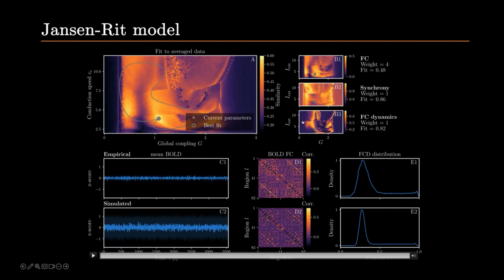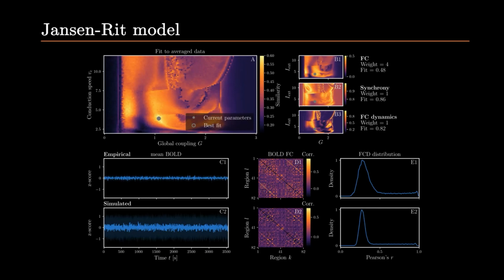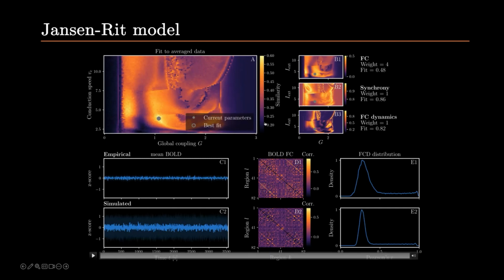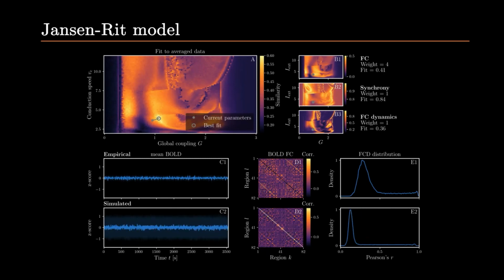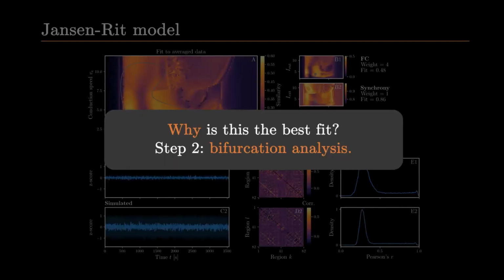So you can see, in fact, that the FC has a fit of 0.48, the synchrony has 0.86, and FC dynamics 0.82. Okay, so now we have a fitted Janssen-Rit model, which produces plausible bold time series. Why are exactly these parameters the best fit to our resting state bold fMRI data? Why is this the best fit?